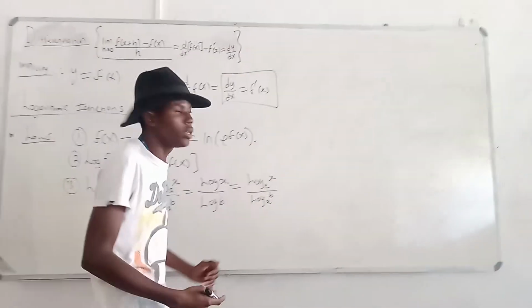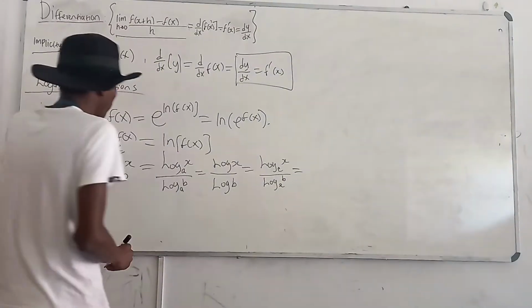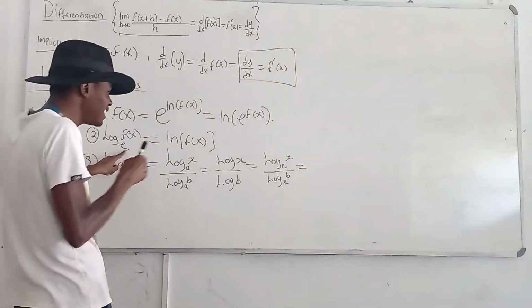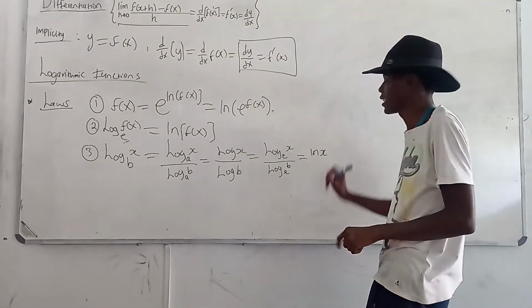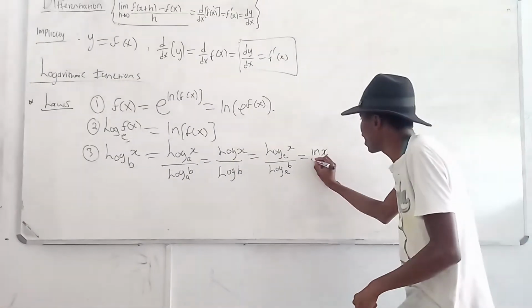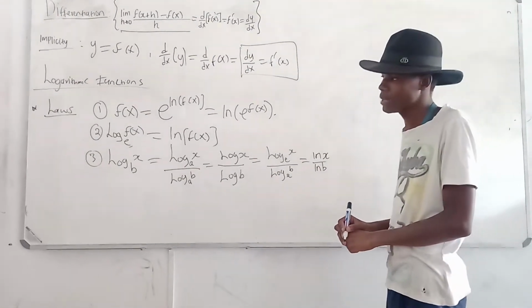You get the point? So this will end up with the second one: whenever the base is e, it changes to ln. Automatically this changes to ln x divided by ln b. You see? That's how interesting mathematics is.